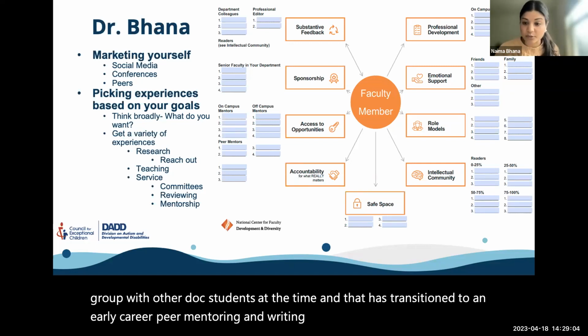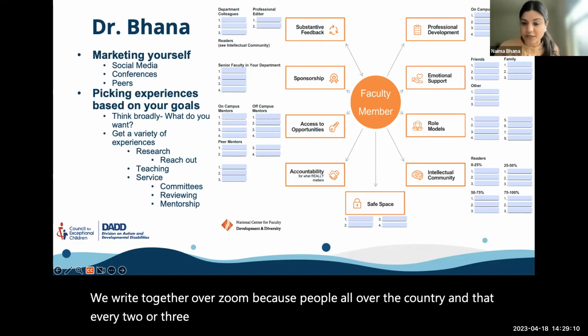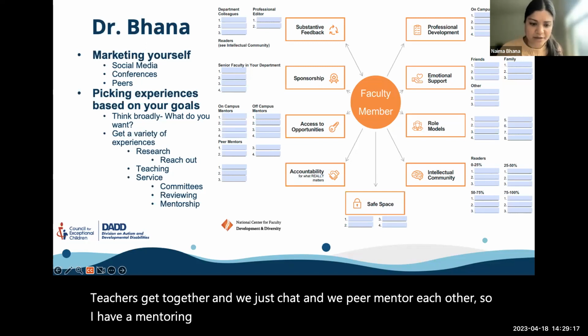So we meet twice a week. We write together over Zoom. There's people all over the country. And then every 2 or 3 weeks, we just get together and we just chat and we peer mentor each other. So I have a mentoring map here that I found on the National Center for Faculty Development and Diversity.